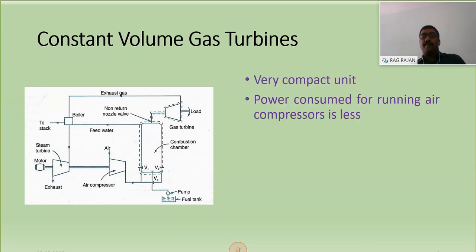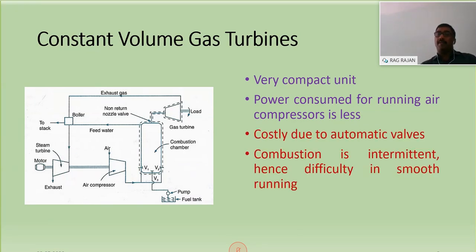The advantages of constant volume gas turbines are that they are very compact. The power consumed for running the air compressor will be less. As I told you, only a minimum quantity of air will be taken because combustion is taking place inside the combustion chamber. But they are costly due to automatic valves, and combustion is intermittent, hence there is difficulty in smooth running. Okay, the first two can be considered advantages, but the next two are disadvantages related to the system.